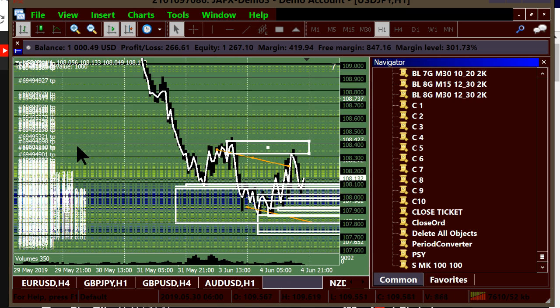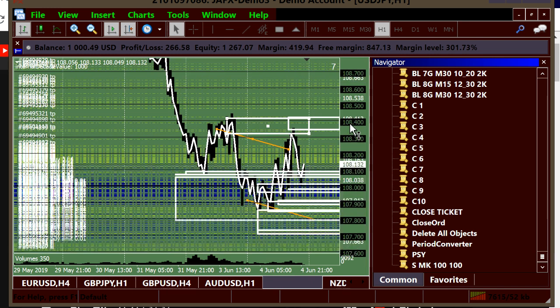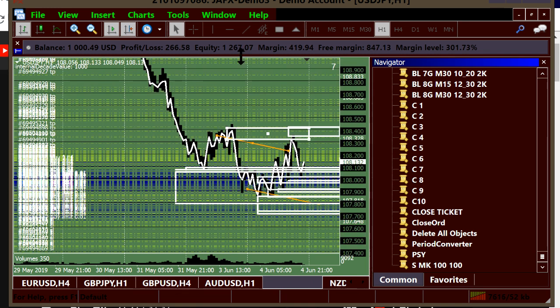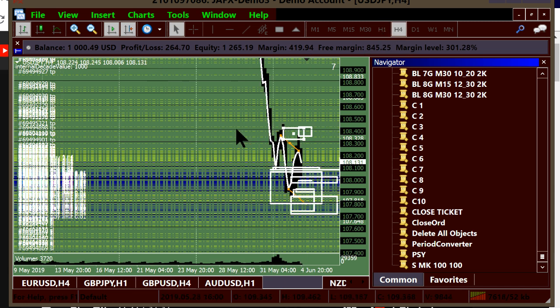But this is the big intention here. What are we going to do at this price? Can we blow through that? And can this poor currency get back to reality?